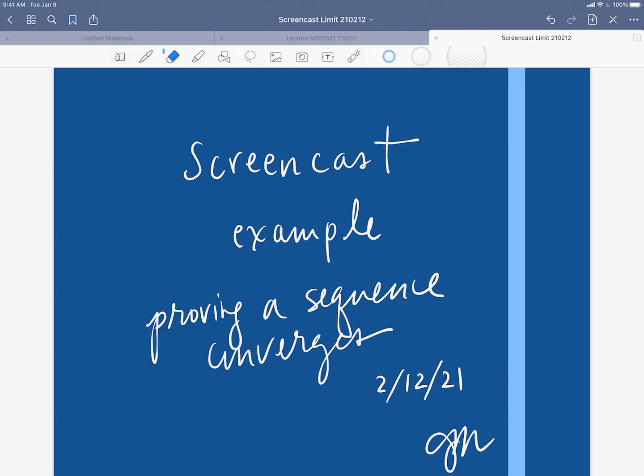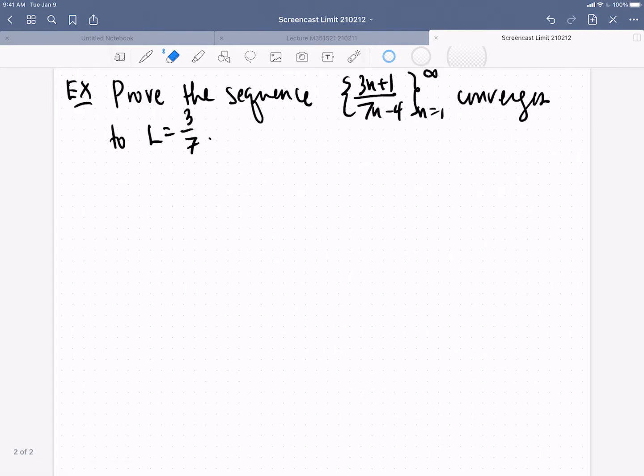Hey folks, this is a short screencast on proving a sequence converges. I'm going to do the example I did in class yesterday. I made a little mistake at the end, and so I want to correct that. So the example was: prove that the sequence (3n + 1)/(7n - 4) converges to L = 3/7.